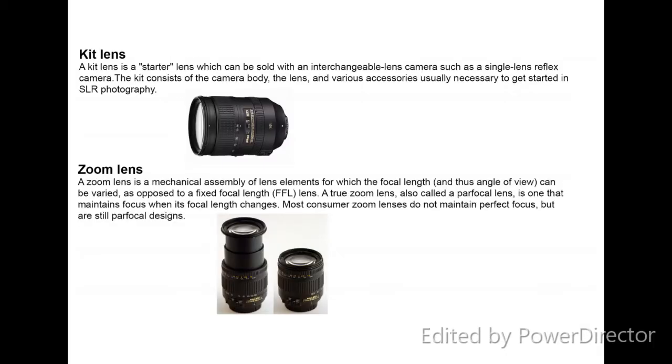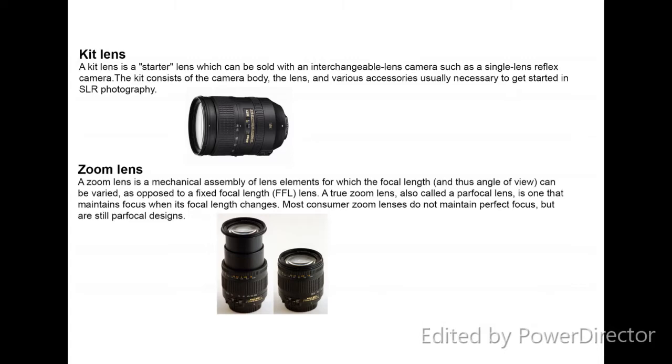Now I'm going to explain what types of lens there are. The first lens is the kit lens. A kit lens is a starter lens which can be sold with an interchangeable lens camera such as a single lens reflex camera. The kit consists of the camera body, the lens and various accessories usually necessary to get started in SLR photography.